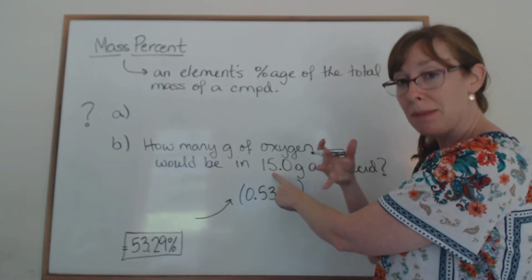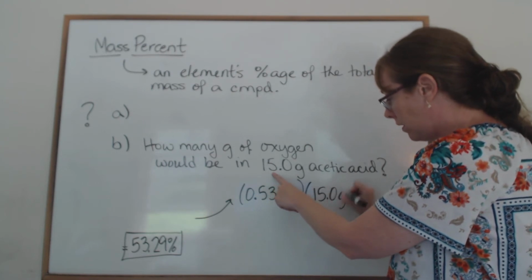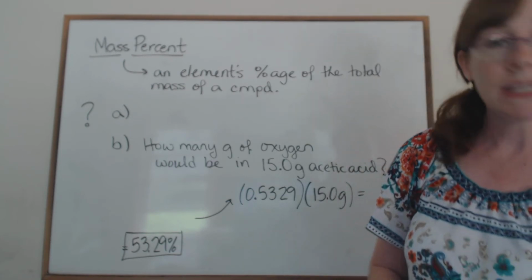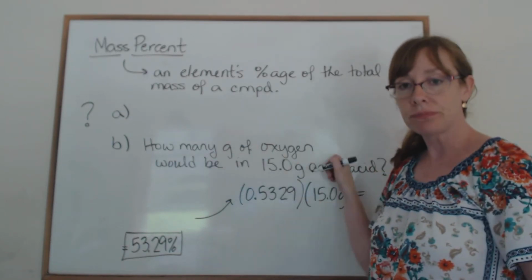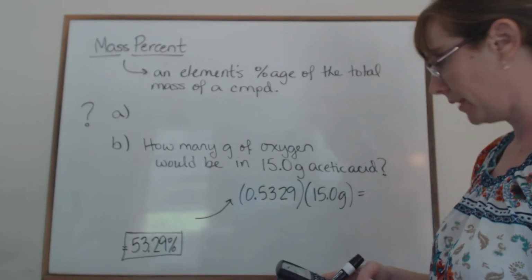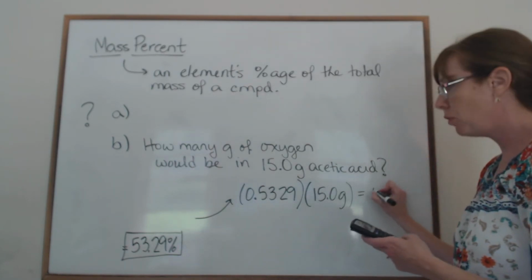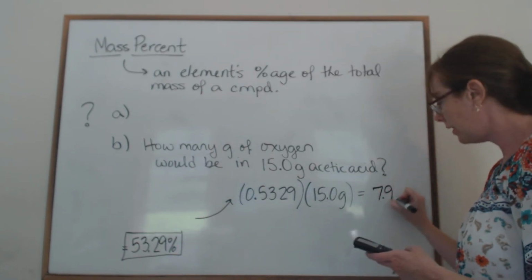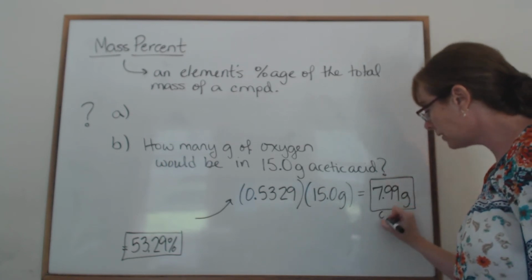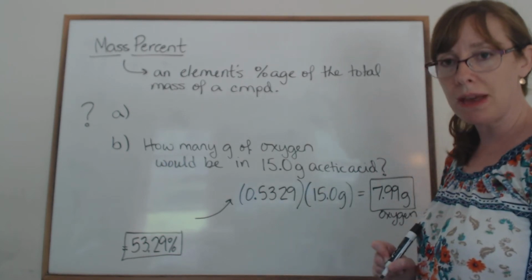to get 53% of this. Remember, 53% is about half, right? And you would times it by the whole. Notice gram is the unit and it will survive. So to get the answer to this, you would just take 53% of that total number. And I'm getting 7.99 grams, and that would be the right number of sig figs of oxygen. And that's all you have to do to use a mass percent.